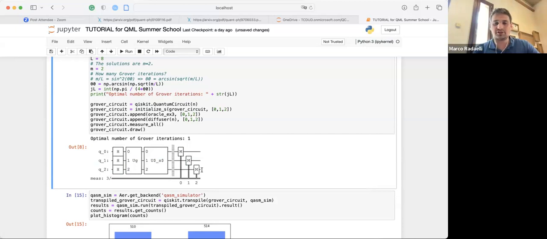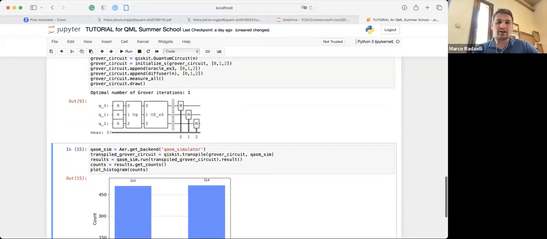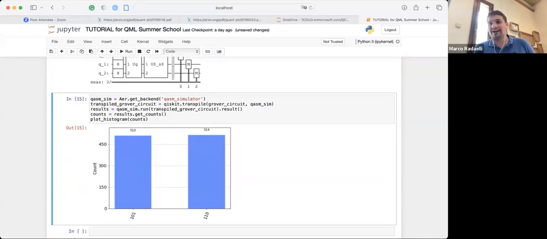No questions? Okay. At this point, we want to simulate what happens. We use this simulator. There are many different simulators available. Some of them can take into account some amount of noise, which is interesting. As usual, quantum mechanics is a statistical theory. So we have to run our circuit many times.